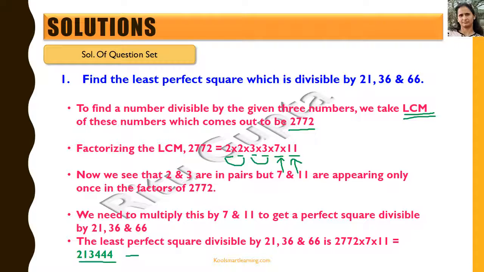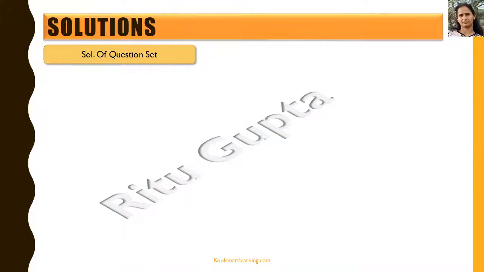So the least perfect square divisible by these three numbers is 213444, which is nothing but 2772, which was the LCM of the given numbers, multiplied by 7 multiplied by 11. Let's now look at the second question.